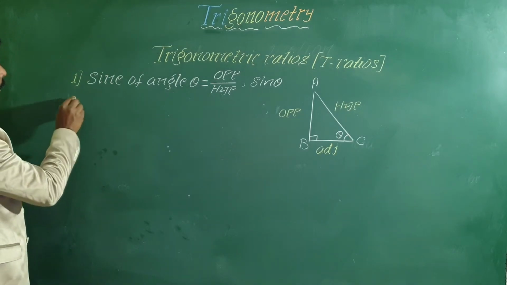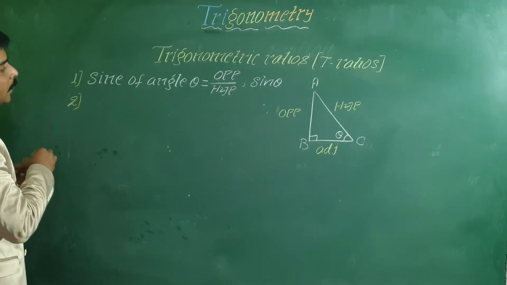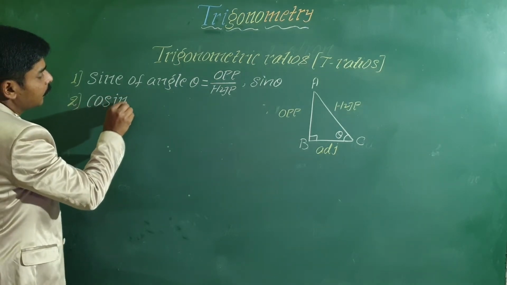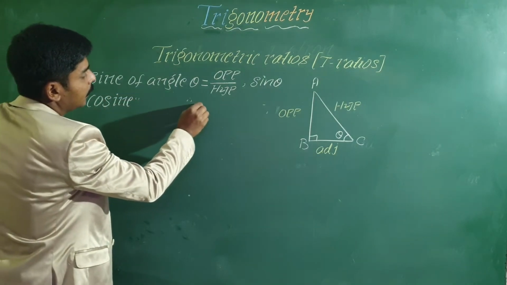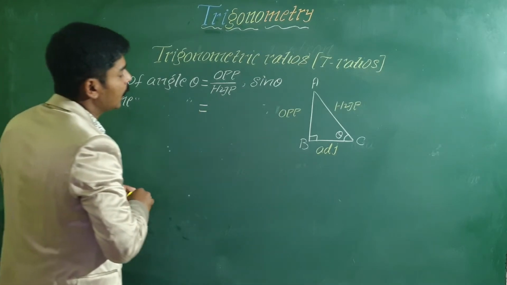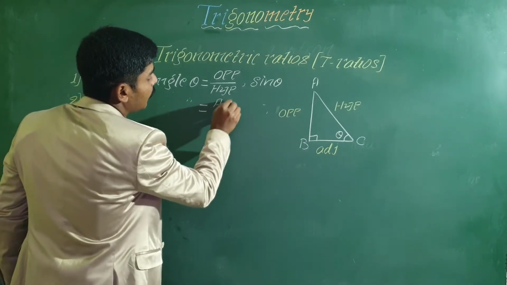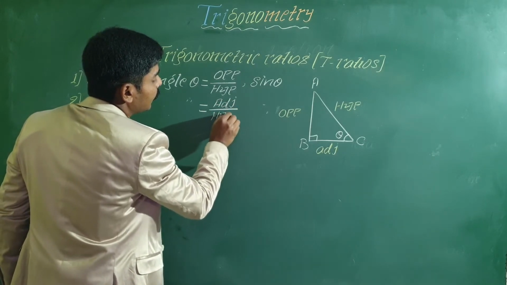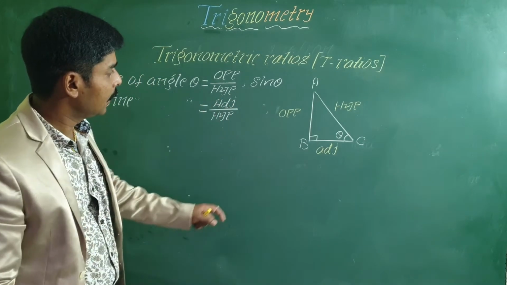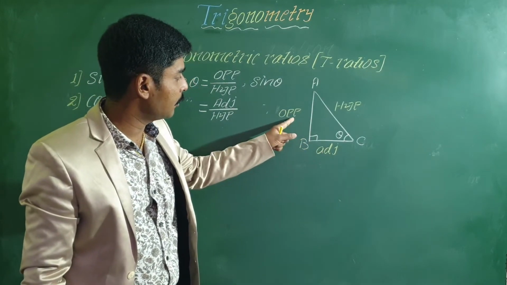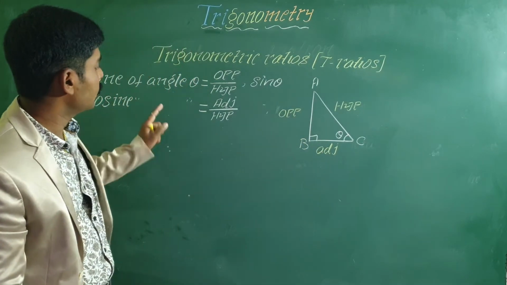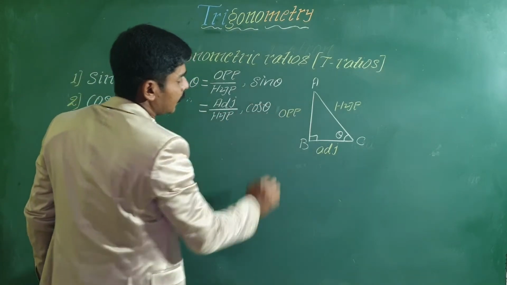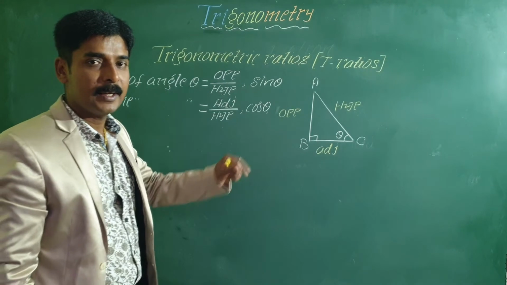The second one is cosine of angle theta. It is equal to adjacent by hypotenuse. In a right angle triangle, the ratio of adjacent by hypotenuse is equal to cosine of angle theta. It can also be written as cos theta.